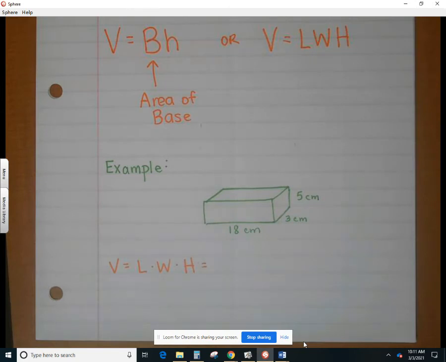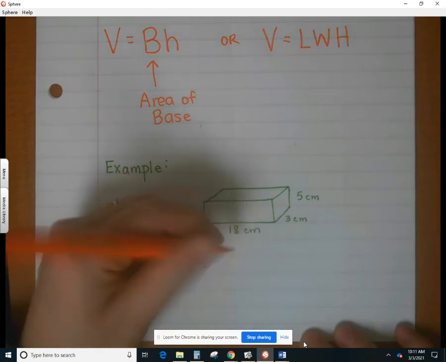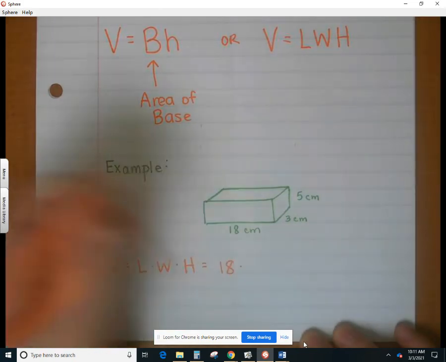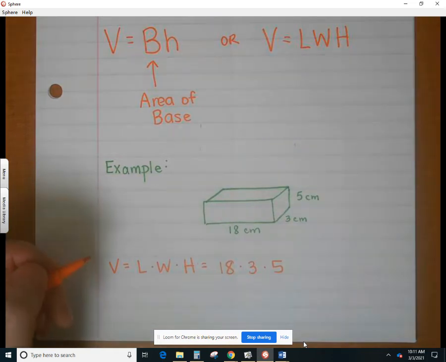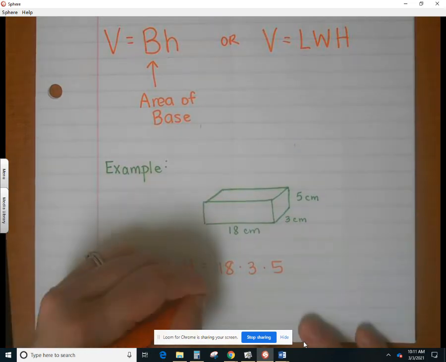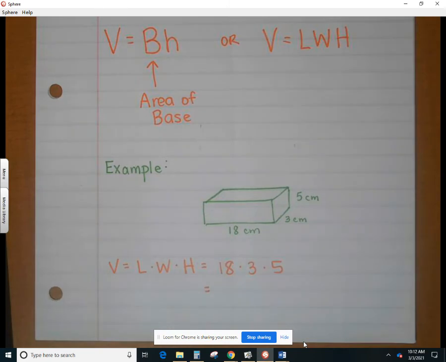Because I could turn this box upside down, I could turn it on its side. When you multiply in any order, you come out with the same answer. So I'm going to say 18 is the length, and 3 is the width, and 5 is the height. But again, doesn't matter which order you go in. Then I just have to solve. It also does not matter which order you solve in, because remember that with multiplication, you can switch around the order. So I could do 18 times 3 and then multiply that by 5, but I would have to work both of those problems out.